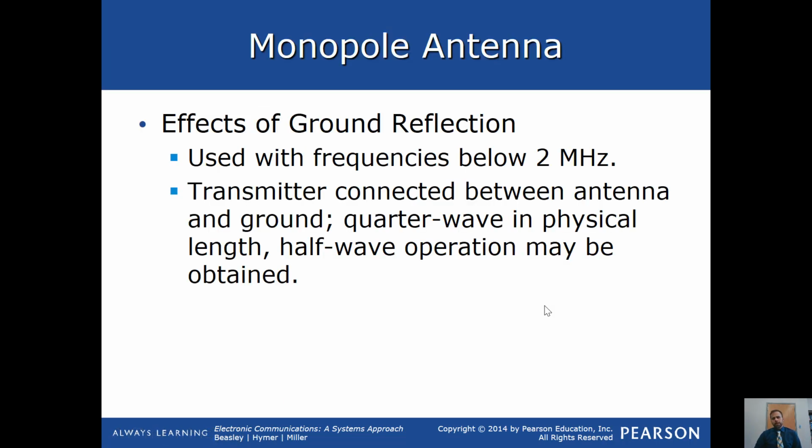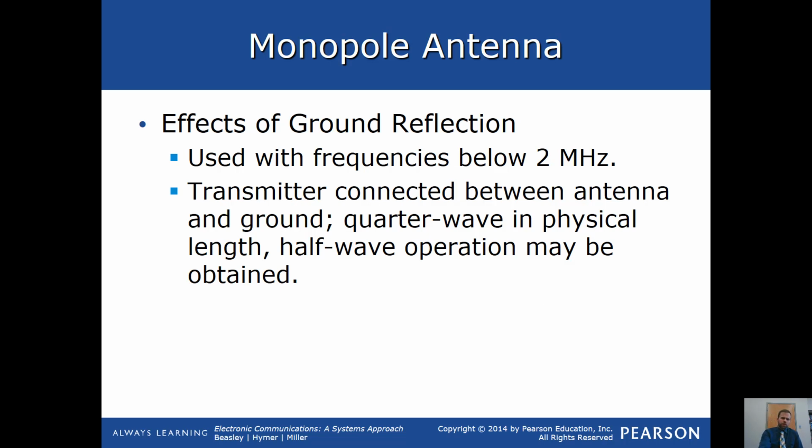A monopole antenna. There are effects of ground reflections that need to be considered a lot of times with antennas. There's a concept known as multipath, where multiple copies of a reflected transmitted signal will show up at different times at the receiver. That can cause distortion in the form of intersymbol interference. So that's a whole study unto itself.